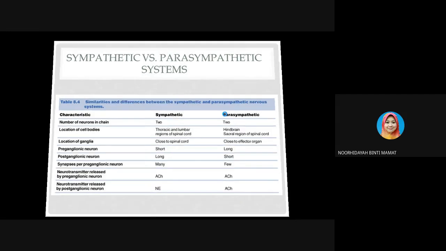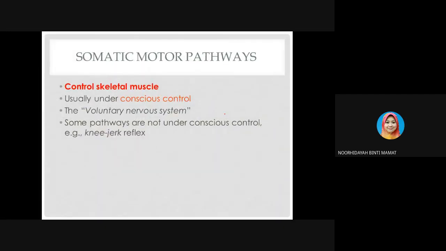So we move to the somatic motor pathway. The somatic motor pathway controls the skeletal muscles, usually under conscious control, the voluntary nervous system. Some pathways are not under conscious control, for example the knee-jerk reflex. The knee-jerk reflex is a simple reflex that causes the contraction of the quadriceps muscles.